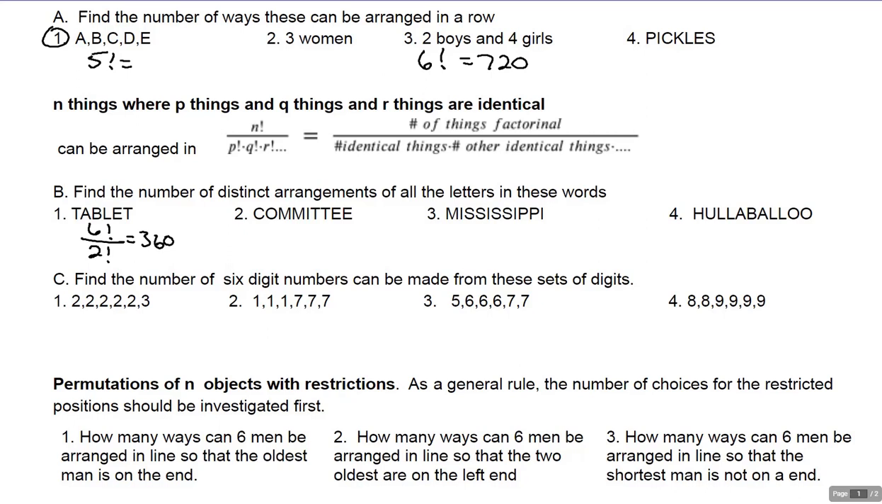Now take a look at this one. Committee. How many letters are there altogether? 9. That's how many I'm arranging. However, some of them are duplicates. How many M's? You have 2 M's, 2 T's, and 2 E's. It's not that I count up all the duplicates and say 1, 2, 3, 4, 5, 6. I've got 2 M's. That's 2 factorial. I got 2 T's. That's another 2 factorial. And I got 2 E's. That's another 2 factorial. What's that going to equal?